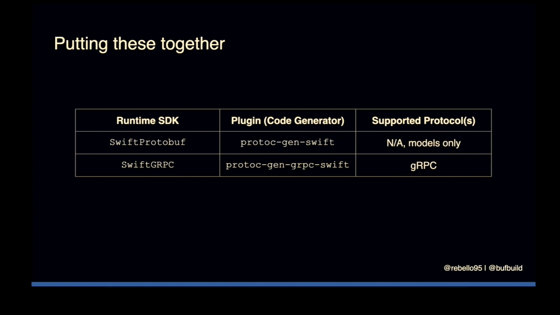And to that end, when you actually put these two things together, you kind of end up with a matrix that looks something like this. So you have a set of runtime SDKs that provide the logic to power the code that's generated by their corresponding plugins. So for example, we have the Swift Protobuf SDK that powers the serialization and deserialization for the logic in the models that are generated by its corresponding plugin that's invoked by the Protobuf compiler. You also have Swift gRPC, which similarly provides the logic for actually performing that gRPC protocol, so how you send the data back and forth for the API stubs that are generated by its plugin.